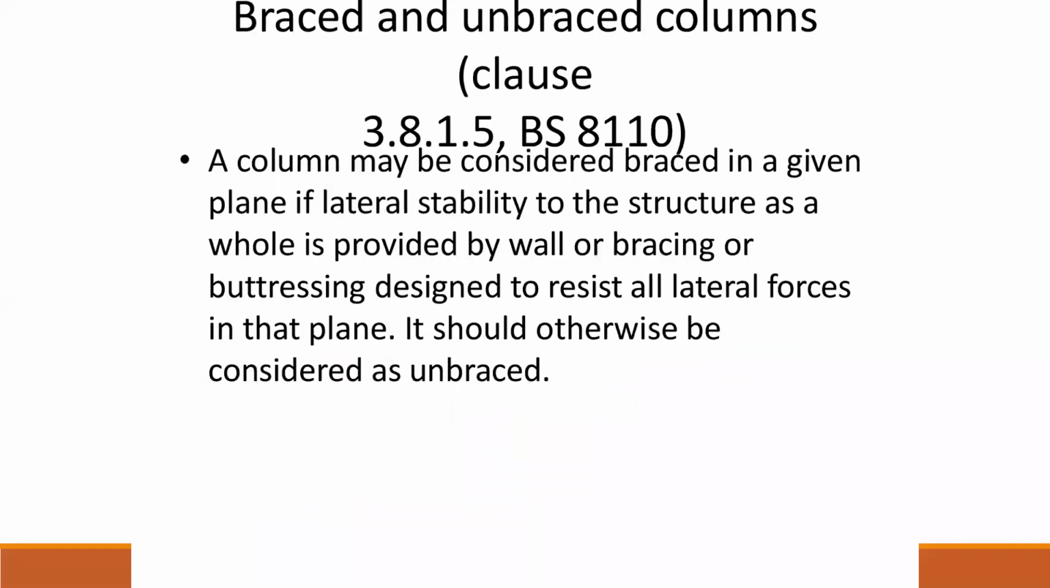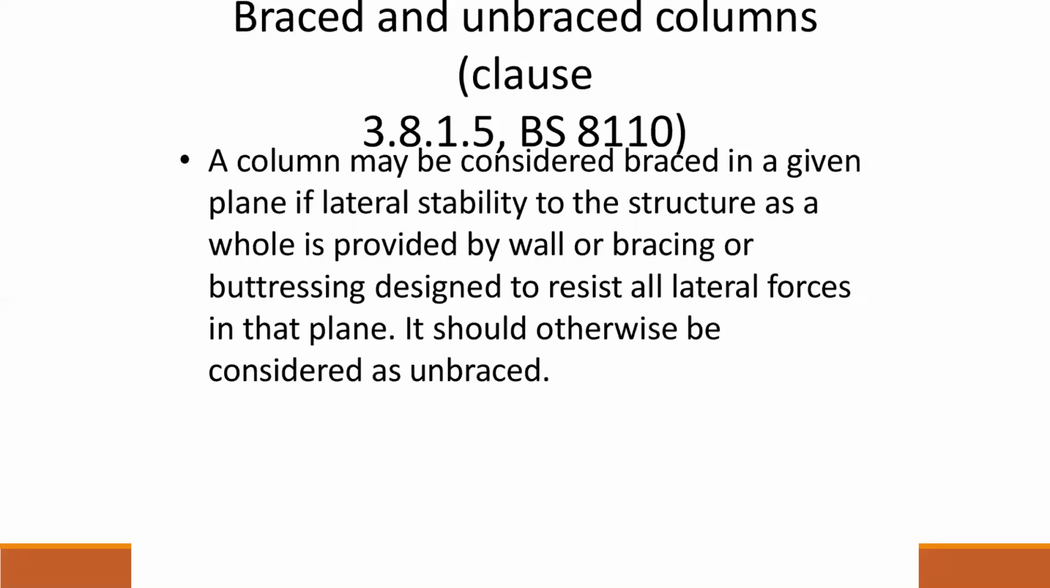So, braced and unbraced columns. A column may be considered braced in a given plane if lateral stability to the structure as a whole is provided by walls or bracing, so the buttressing is designed to resist all lateral forces in that plane. It should otherwise be considered as unbraced.